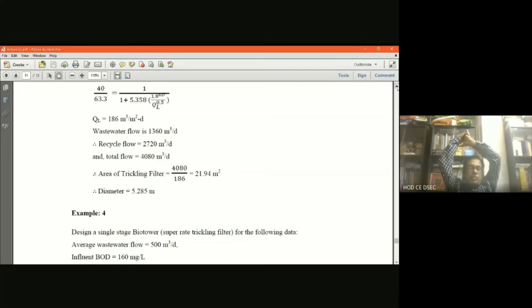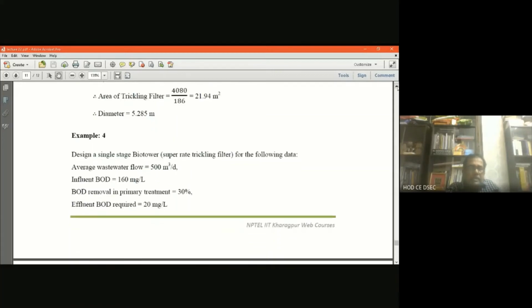So these are the two examples I have shown you, one for the low rate trickling filter and another for the high rate trickling filter. Let me show you another problem of the trickling filter, the next example.